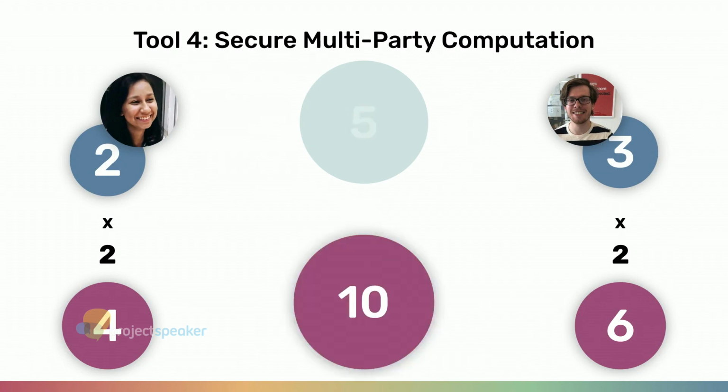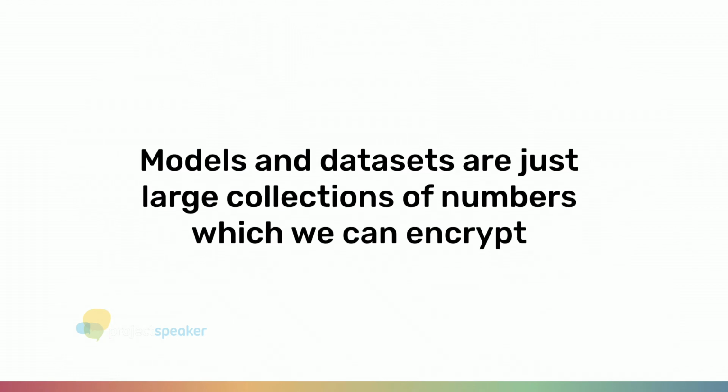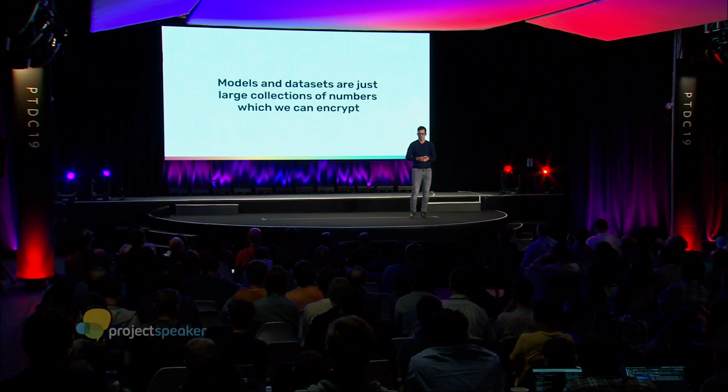And it turns out there's a whole host of protocols in the cryptography community that allow you to do lots of different functions while numbers are in this state, including the functions that we need for deep learning. And this brings me to the real link. Models and data sets are just large collections of numbers, which we can individually encrypt, such that models and data sets can have shared ownership and shared governance.